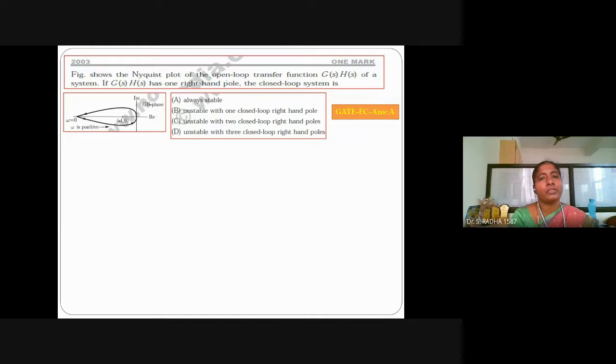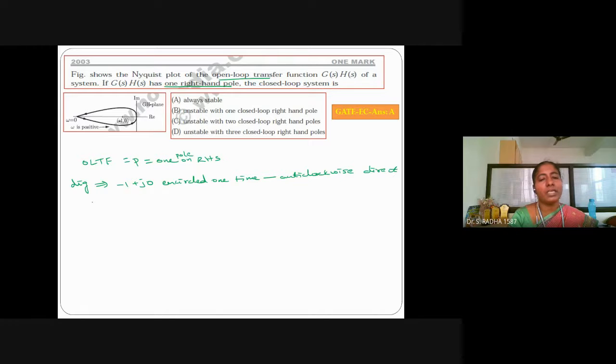So it is given that the open loop transfer function has one pole on the RHS. The open loop poles are represented by P, and the value is one pole on RHS, so the P value is done. Now from the diagram, we understand the -1 plus j0 point is encircled one time, in the anti-clockwise direction.